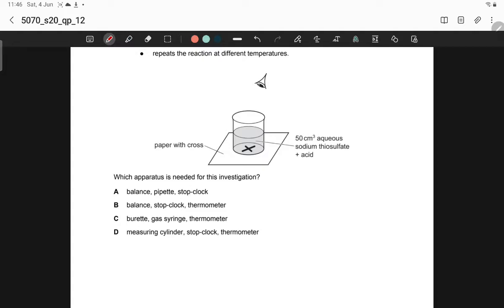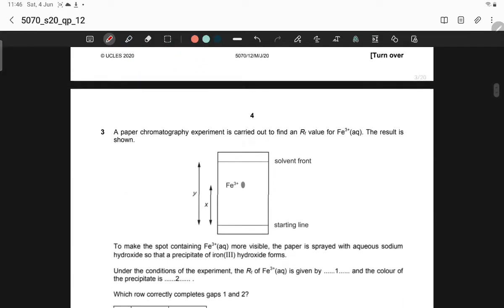Stop clock, pipette, no. Balance, no. Thermometer, stop clock, balance. Thermometer, gas syringe, burette. Thermometer, stop clock and measuring cylinder. These 3 pieces of apparatus are used for this experiment. So D option is correct.